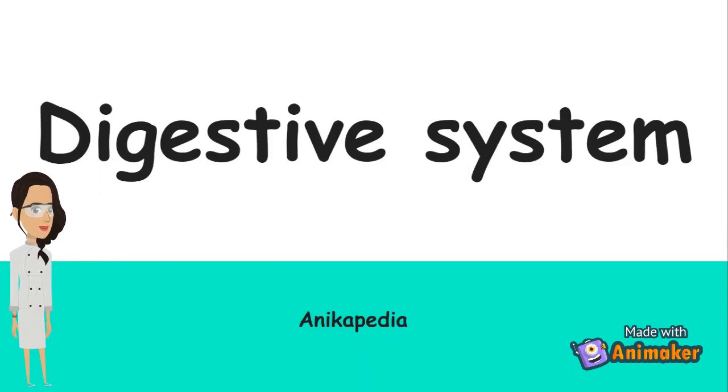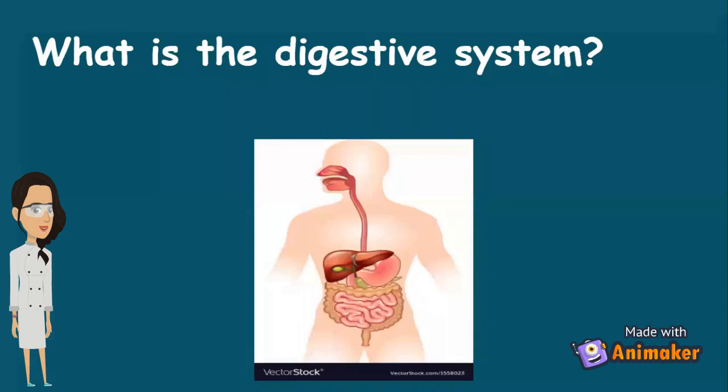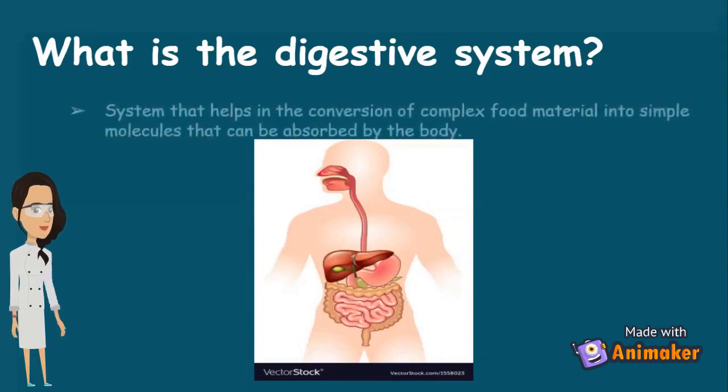I am back with my science videos, and today we'll be learning all about the digestive system. Let's go! What is the digestive system? The digestive system is a system that helps in the conversion of complex food material into simple molecules that can be absorbed by the body.